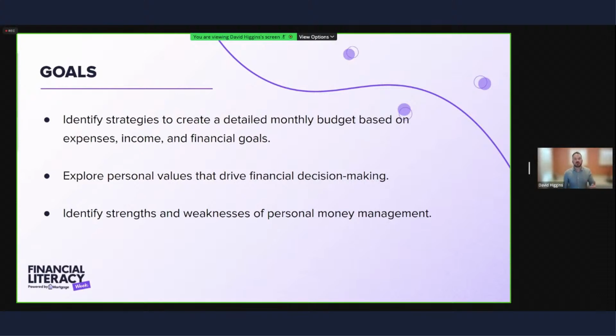The next goal we have is to explore some personal values that may drive some of the financial decision making that you're doing. A lot of times people don't relate finances and values. Well, we're going to show you that maybe they do. And then finally, we're also going to identify some personal strengths and weaknesses that will help you manage your budget more effectively, or may also cause some problems for you in terms of the financial habits you may have.